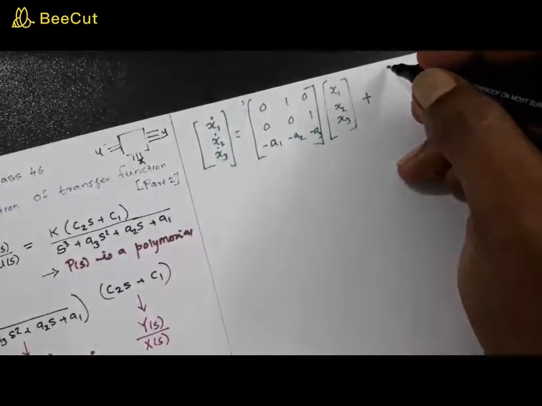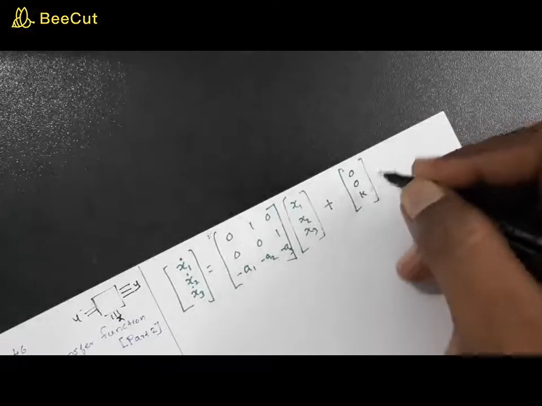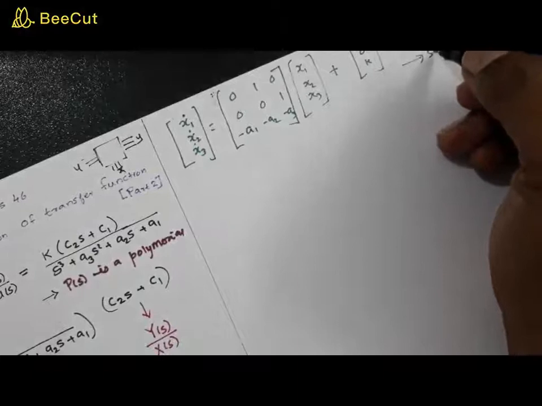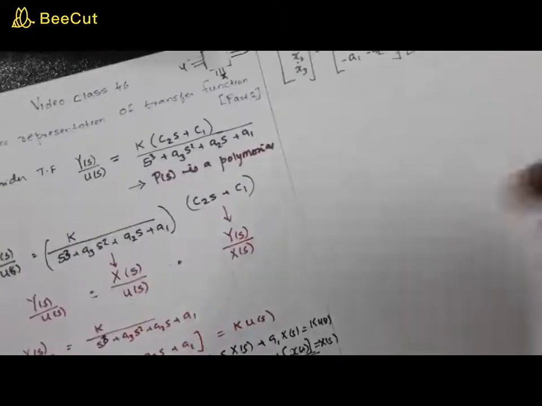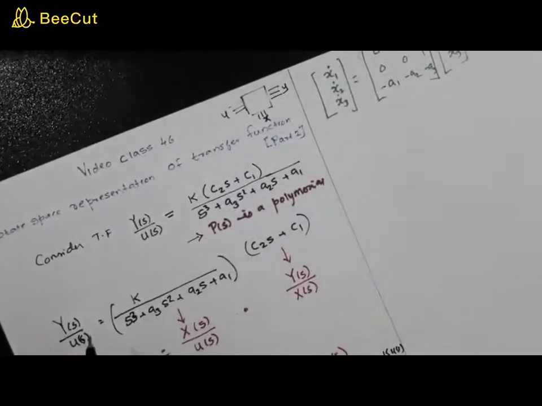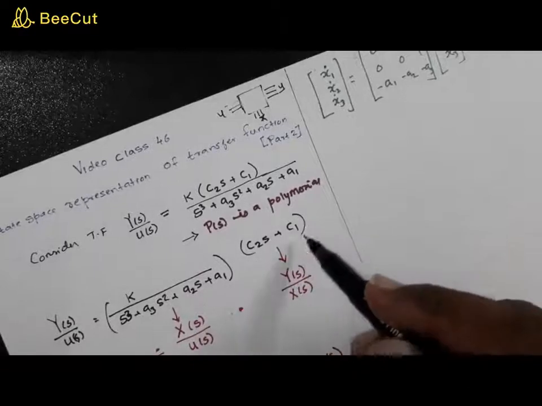Plus, what about the next thing? So you have k into u of t. So for x1 dot you don't have any u of t, for x2 dot also you don't have any u of t. Only for x3 dot you have k. So this will be 0, 0, k into u of t. So this is actually the state equation, right? This is the state equation. So the state equation you will be getting from the transfer function with the constant polynomial, and you need to consider this separately.